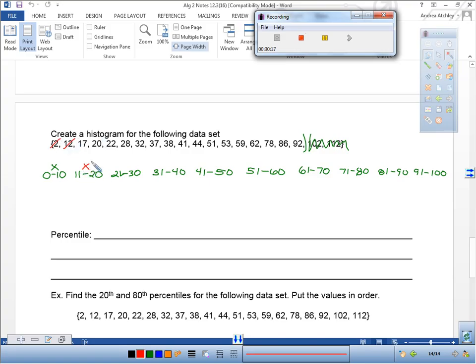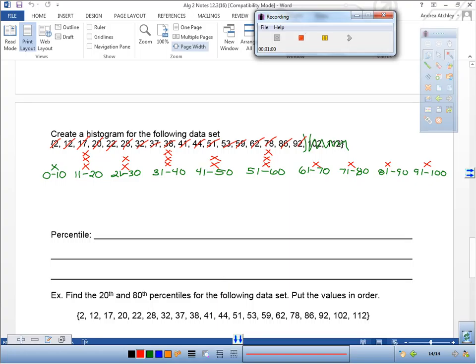12 falls in here. 17 also falls in here. 20 falls here. Okay, 22 goes here, 28 goes here, 32 goes here, 37 goes here, 38 goes here. Okay, 41 goes here, 44 goes here, 51 goes here, 53, and then 59, and then 62 goes here, then 78 here, then 86 goes there, and then 92.